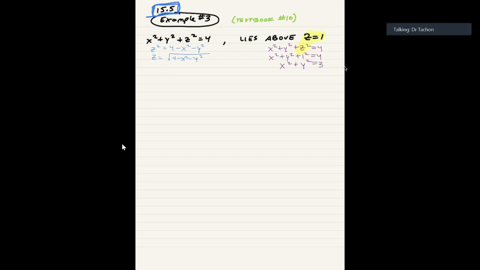Okay, so this is going to be our base. All right, this is going to be our base right here. All right, so that's our base that we're going to consider. And this is our z equation. All right, so let's set it up.